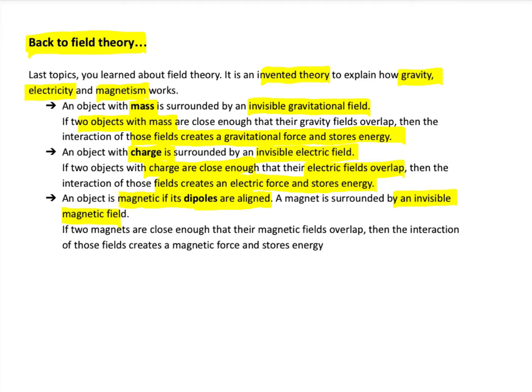Mass makes gravity. Charge makes electricity. Dipoles being lined up, that's what makes a magnet. The magnet is surrounded by an invisible magnetic field, and if we've got two of those close enough together that the fields overlap, then the overlap of those fields creates a magnetic force and stores magnetic potential energy.